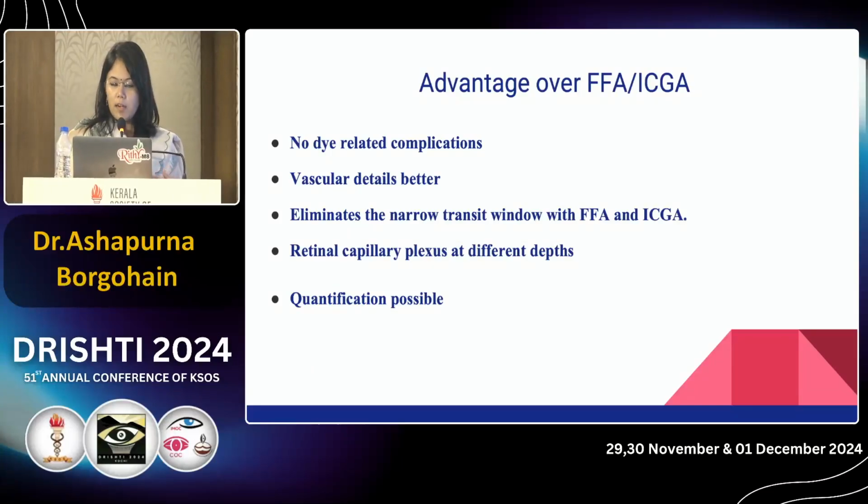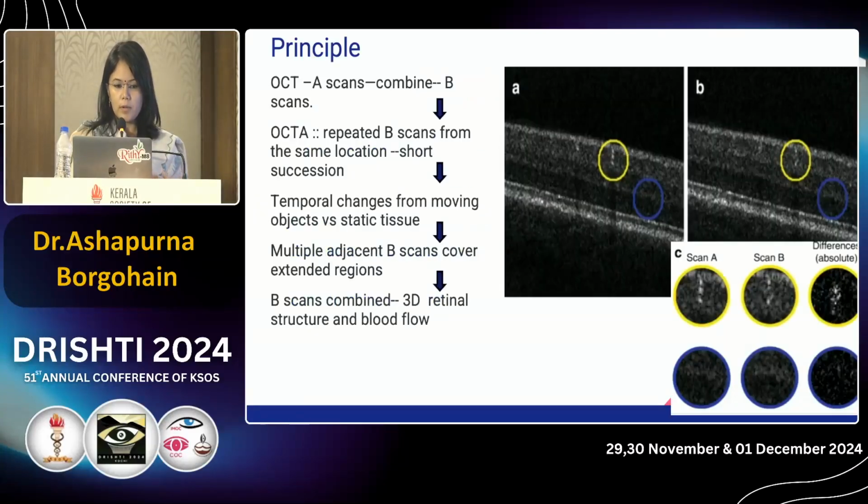It can image the retinal capillary plexus at different levels. No other modality can do that. And it also helps in quantification of certain parameters. So coming to the principle, like OCT, it acquires multiple A scans which combine to form B scans. When these B scans are repeated at the same location in short succession, temporal changes from moving objects can be picked up. And multiple adjacent B scans over extended regions can be used to form a 3D retinal structure, and we can visualize blood flow.